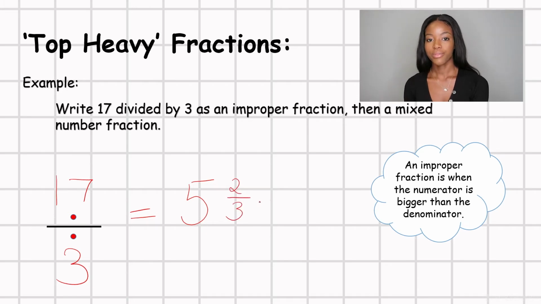If I work backwards from here, you can understand what I've done. I've worked out how many times 3 goes into 17. It's 5, with 2 as a remainder. Let's move on to another example, just to make it make a bit more sense.